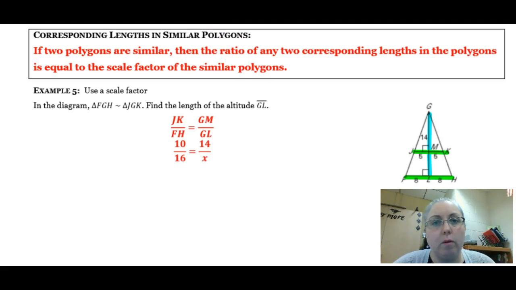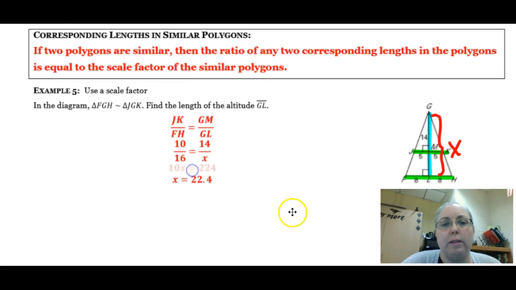Now, some of you may be asking, how do I know it's an altitude? Well, I know it's an altitude because it comes from the vertex and it goes to the opposite side and makes a right angle, and it's perpendicular. So the distance we are looking for is this. This is the x that we're looking for in this problem. And once you've got your proportions set up, you just cross multiply, solve for x.